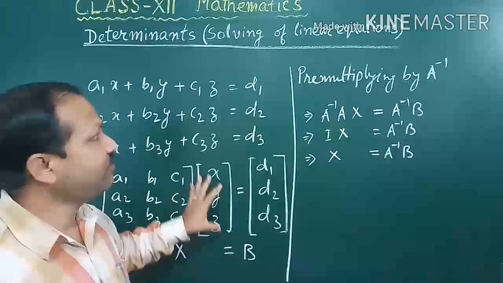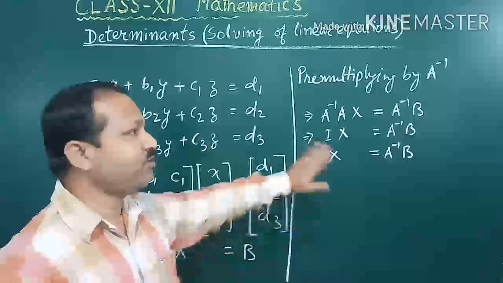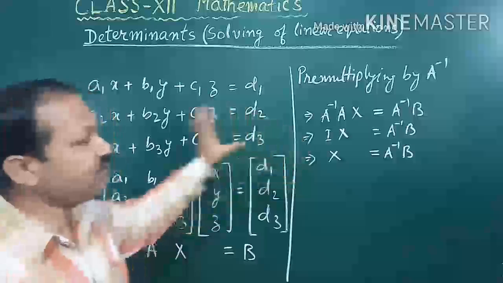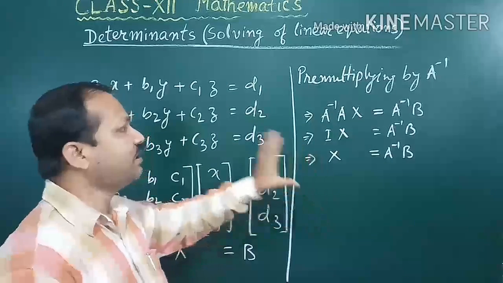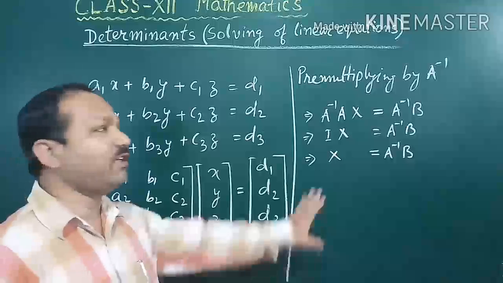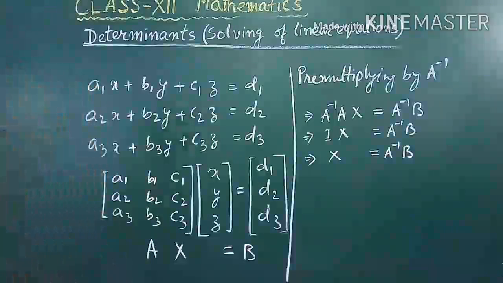So that way we can do a 3 by 3 matrix also, and a 2 by 2 matrix also. The process is the same. So we will now take some examples to understand this concept, how we can solve a system of linear equations in 3 variables using matrix multiplication. Okay.